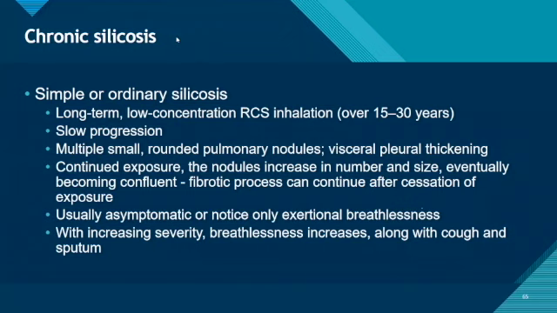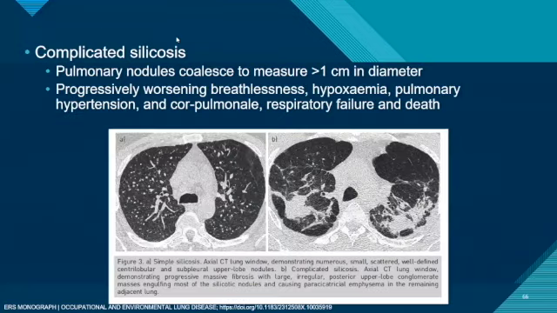Patients are usually asymptomatic, but they may have some exertional dyspnea. As the disease progresses and becomes more severe, more fibrotic, they become more breathless and also start to develop a cough and have increased sputum production. Complicated silicosis is where the nodules coalesce to become more than 1 centimeter in size. These patients are much more ill, also going on to develop cor pulmonale, respiratory failure, and eventually death.